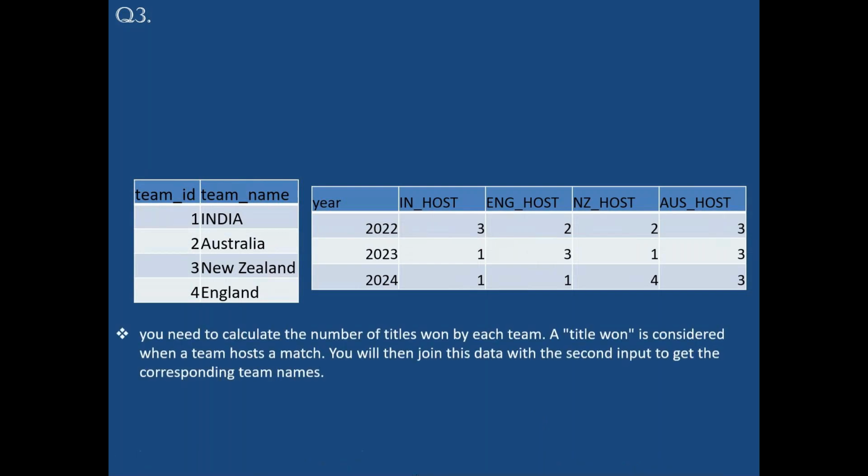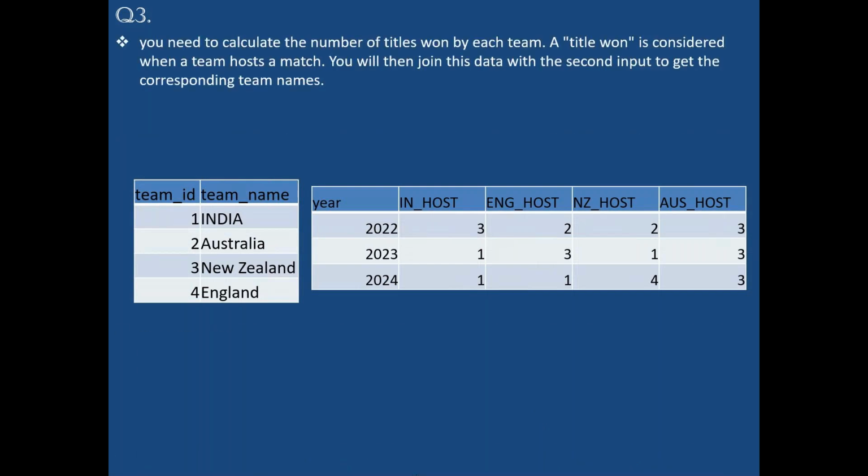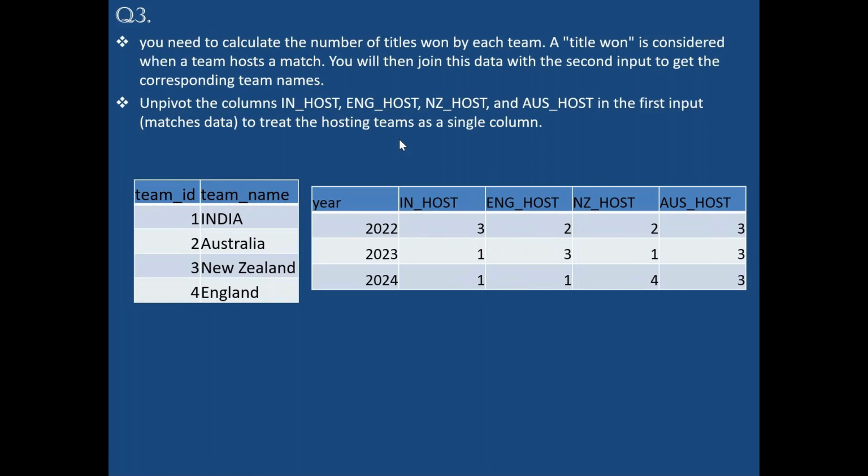So the same thing we need to do. You need to calculate the number of titles won by each team. A title won is considered when a team hosts a match. You will then join this data with the second input to get the corresponding team name. Unpivot the columns in host: India hosted, England hosted, New Zealand hosted, Australia hosted.